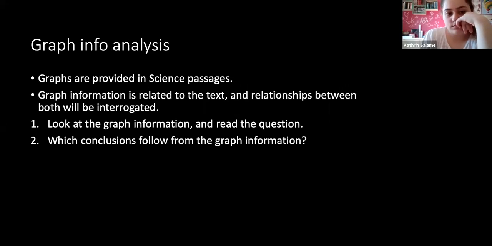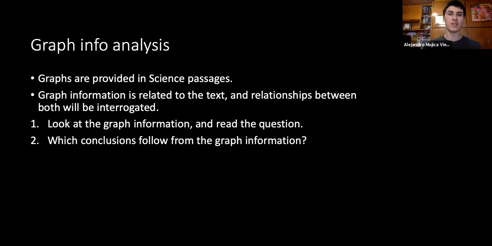Graph info analysis. You will find graph info analysis both in social science and natural science, which is why I included them in the same category, because both of the science passages are descriptive, which means they're dealing with a topic in declarative sentences, not really argumentative. They're not really expressing an opinion. They're more stating facts. And they're also not narrating a story. So there will be graphs, probably in every one.